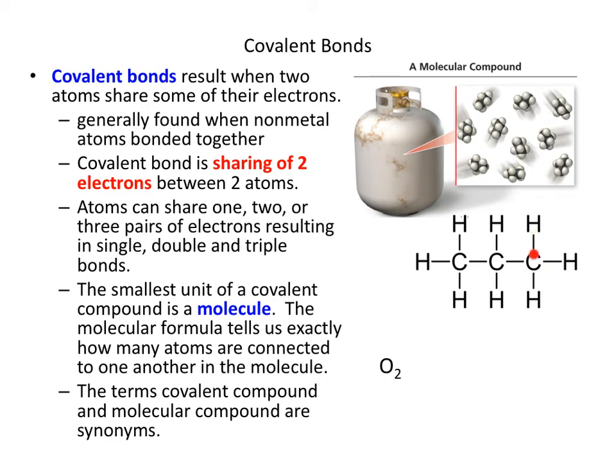So when I draw just a single line between two atoms, I'm drawing a covalent bond, and I'm telling you that this carbon and this hydrogen are sharing two electrons, and this carbon and this hydrogen are sharing two electrons.